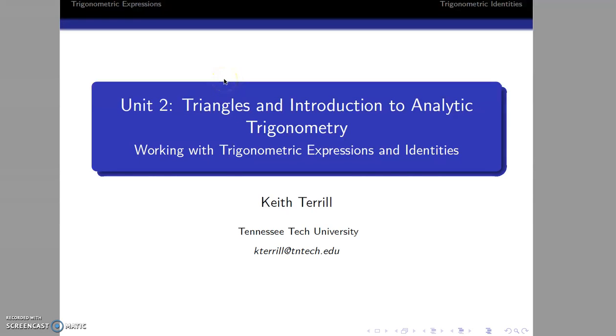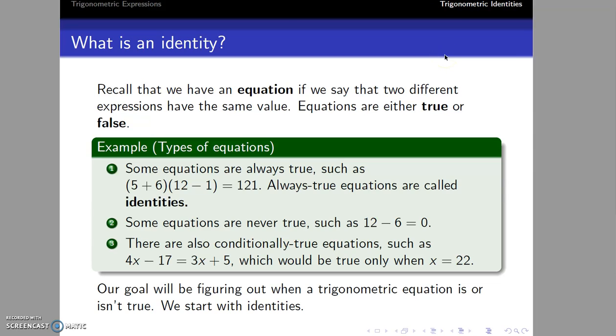Hello once again, and let's get back into analytic trigonometry. Last time we were looking at simplifying trigonometric expressions, but now let's start to look at why we do that. The specific avenue we're going to go down is with something known as trigonometric identities. So the question begins with, what is an identity?